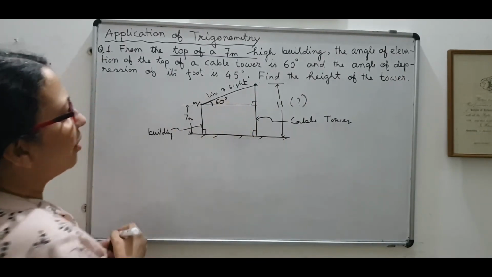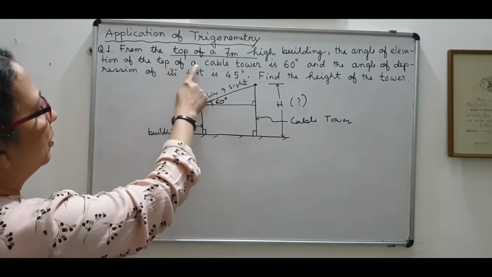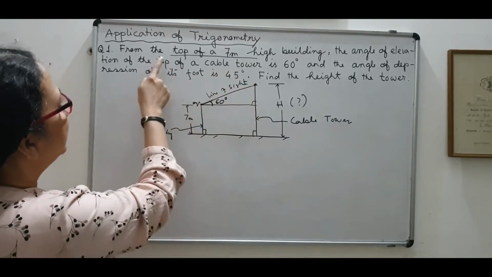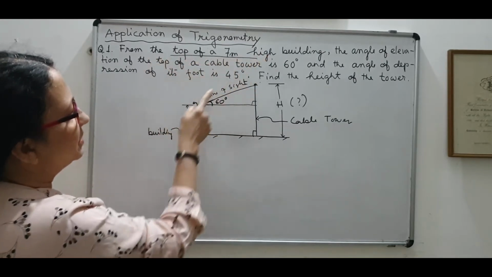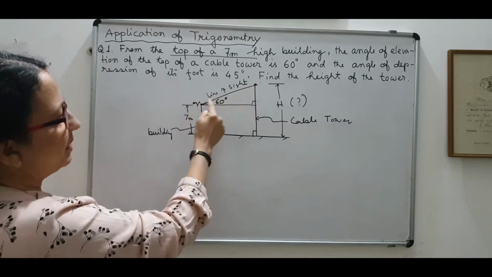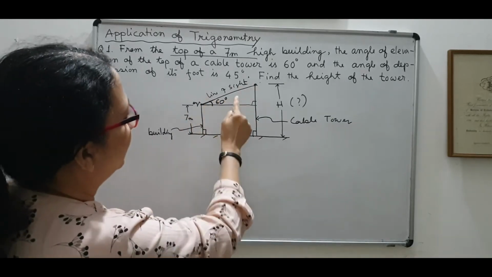So what is the object? Object is the top of the cable tower. And where is the eye of the observer? From the top of this high building he is observing. So here is the eye of the observer. So in this way I draw the diagram. I show the angle of elevation.